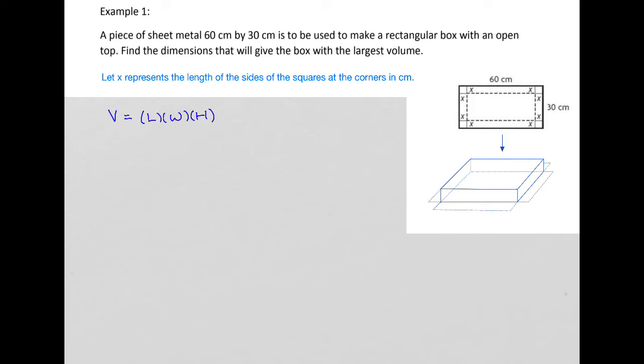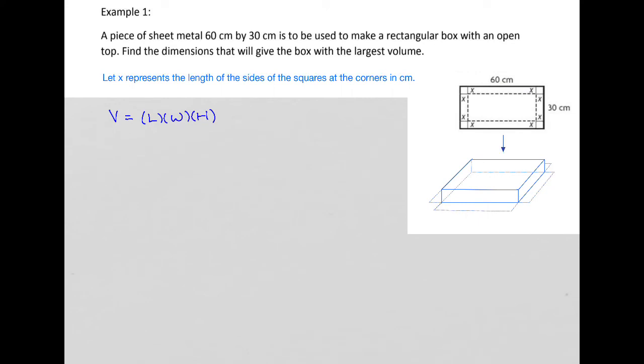As you can see here, there are 3 variables in the domain. But in order to do optimization, we only want 1 variable in the domain. So now let's move on to step 3, manipulating the equation so that we only have 1 variable in the domain. Let's look at our diagram again.